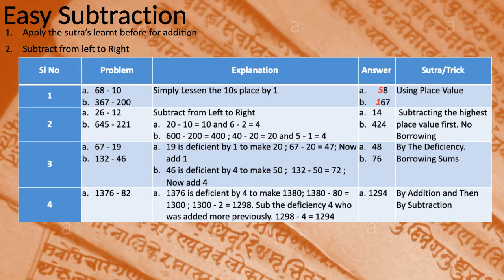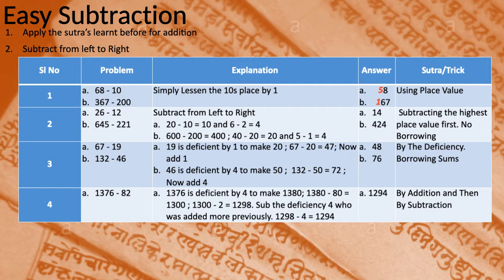Now, if we apply the deficiency formula, this 82 is deficient from 90 by 8, so it actually becomes difficult. So what we can do is split it. It is much nearer to 80, so we make it 80 and 2. If we look at the 1376, we have to take out 80, and this 1376 is nearer to 1380 by 4 only. So add that 4, remember that 4, and make it 1380.